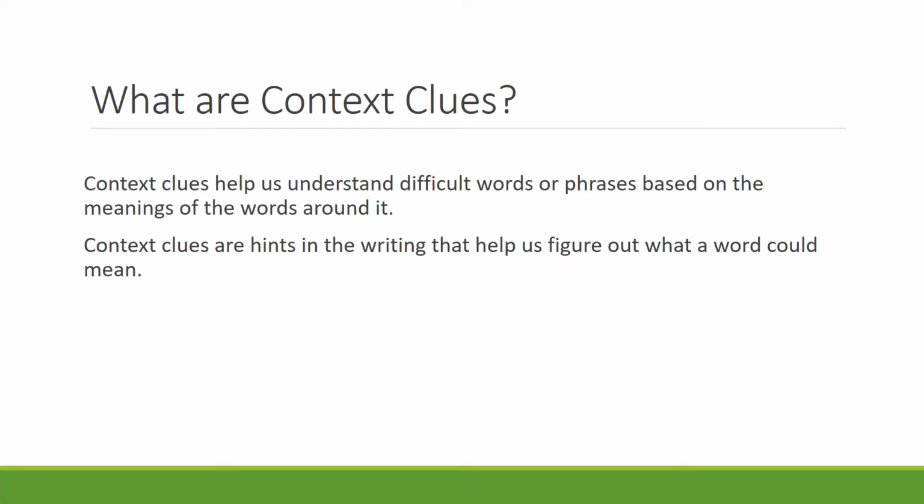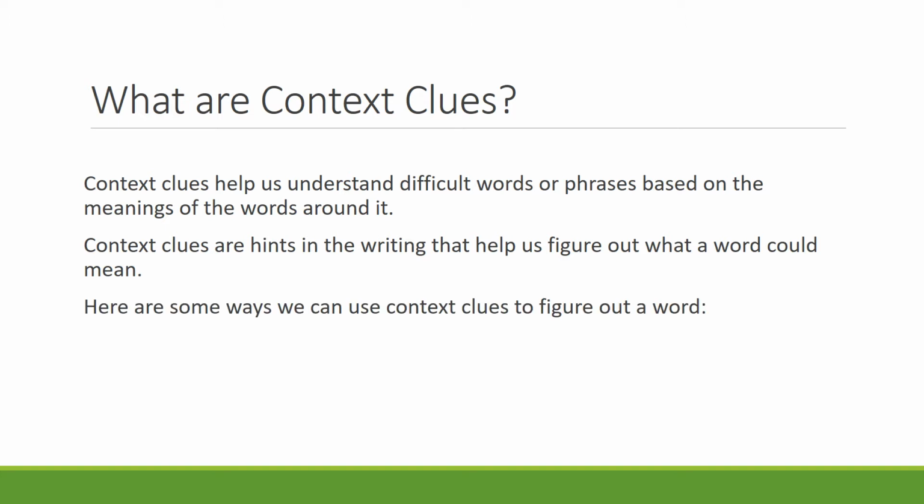Context clues help us understand difficult words or phrases based on the meanings of the words around it. Context clues are hints in the writing that help us figure out what a word could possibly mean. There are several ways we can use context clues to figure out a word. These ways are description clue, example clue, or synonym and antonym clue.